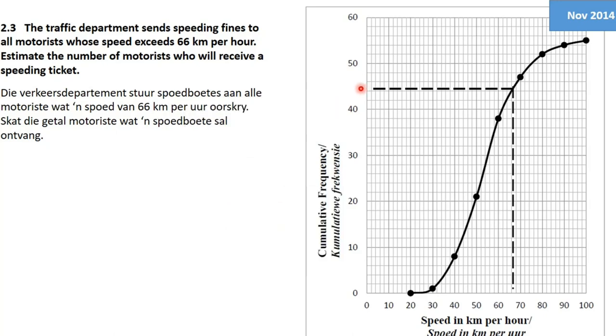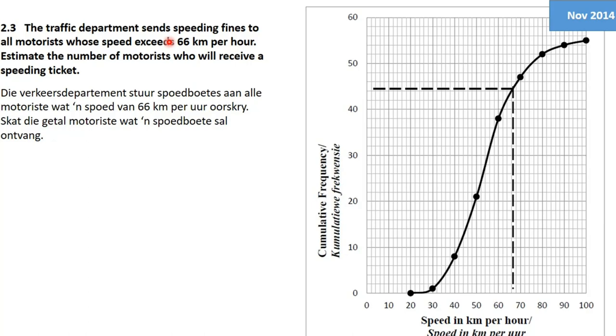But is 44 now the answer? It can't be. Because they're not saying that speeding fines will be sent to people who do 66 kilometers per hour. It will say people that do more than 66. So we will have to get this number, 44, and then we will have to get the highest one over there and find that. And then from here to there, that will tell us how many people are getting speeding fines. So it's always a language thing.